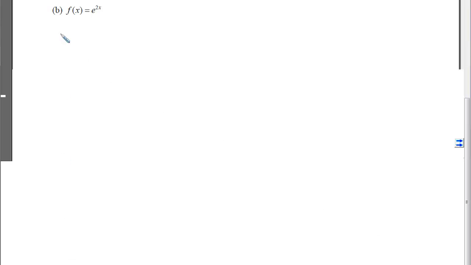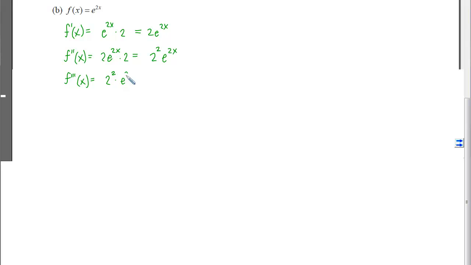With b, again, we want to continue to take the derivative until we see the pattern. My first derivative will be hit the e, hit the power. The second derivative is going to leave that constant alone, so it'll move through it, hit the e, hit the power. So now I've got a 2 squared e to the 2x. With my third derivative, I'll move through the constant, hit the e, hit the power. Now I have a 2 to the third e to the 2x.